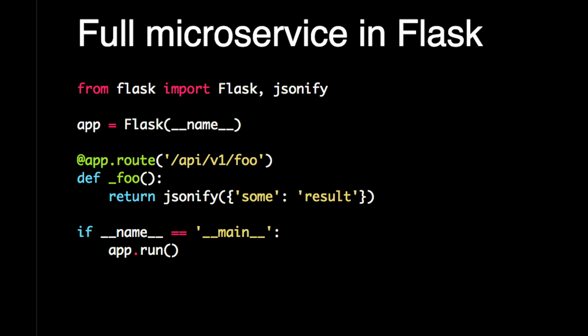Okay. So this is a full implementation of a microservice. This program will run a microservice on API v1 foo and return some JSON. And this is exactly in the spirit of microservices. The code is a few lines, and from there I can grow a feature. I can start with this very simple module and iterate and create something that works great for a microservice.